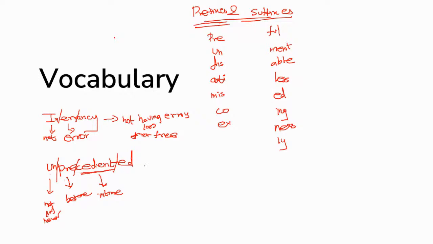So the meaning of the word unprecedented is never before in time. So that is the meaning of it. Breaking down the words into prefix, root words, and suffixes will help us in guessing the meaning of the word. So based on this logic, we will be getting into the first exercise on vocabulary demystify.